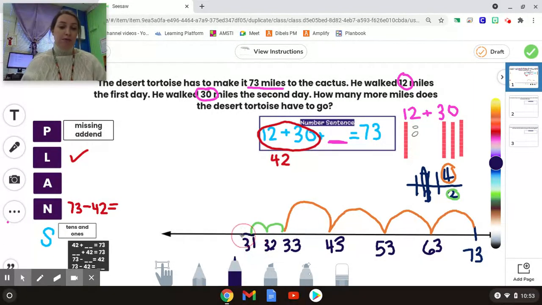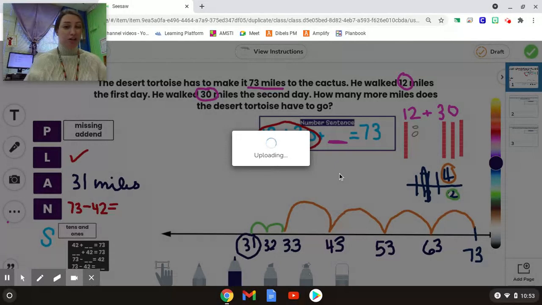So how many more miles does the desert tortoise have to go? It has to go 31 miles. Wow, 31 miles. That's a long way. Okay, well, we did the first one, so the next 2 are for you, and the next 2 are not as hard, I promise.